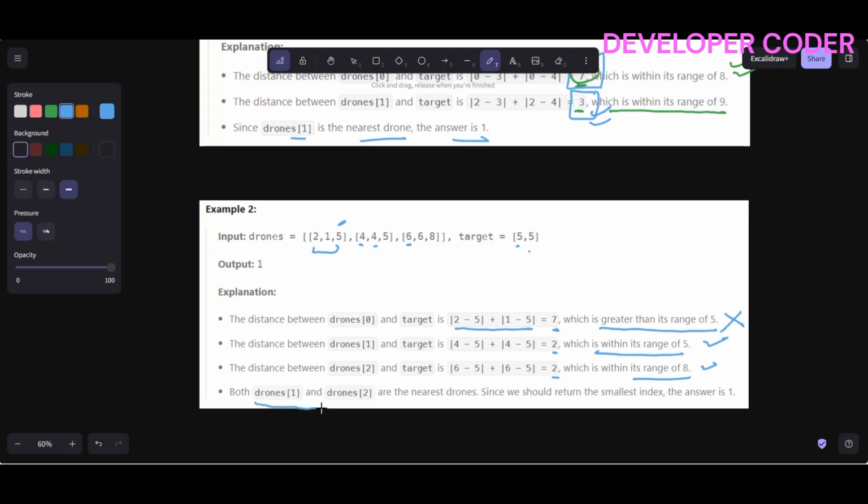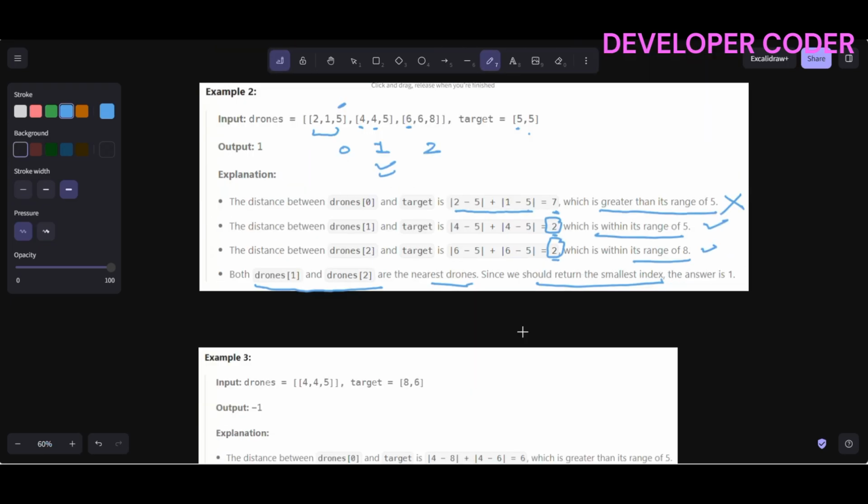Now here both drone 1 and drone 2 are the nearest drones. If you see, the values 2 and 2 are both similar. Since we should return the smallest index, we have to return this one here, the drone at index 1, as the output. Clear? Now let's go further.